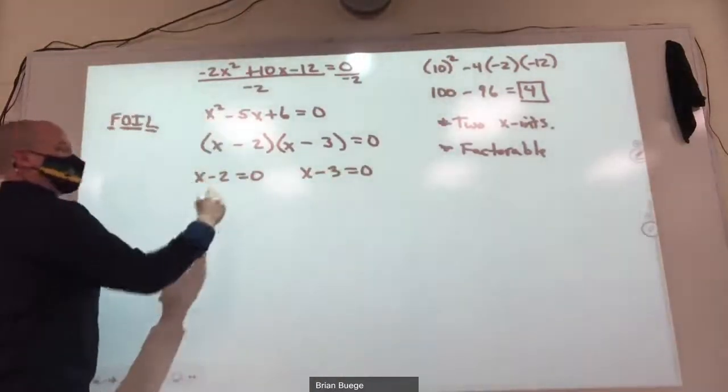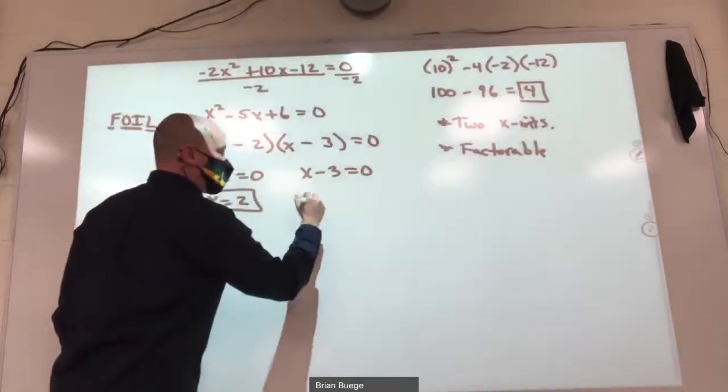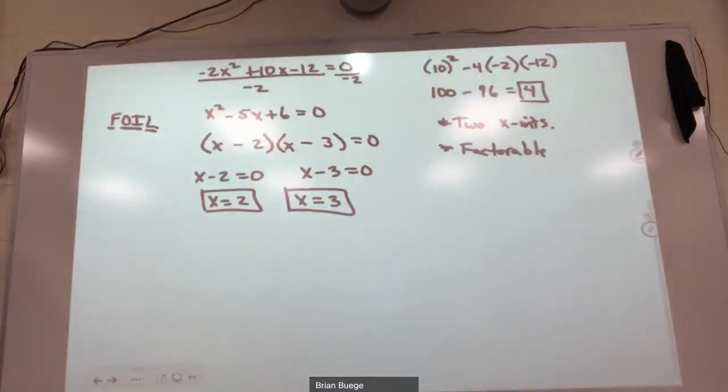Which means I add the 2 over, there's one of my x-intercepts. And I add the 3 over, there's the other one. There's your x-intercepts right there. So we factored in order to find our 2 x-intercepts.